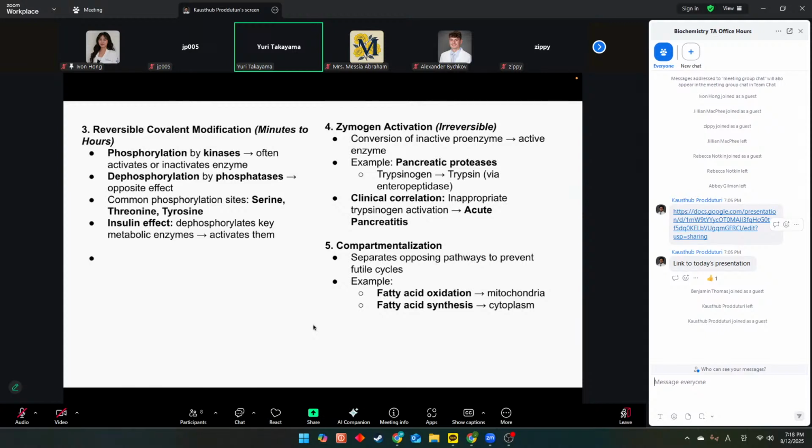Next, zymogen activation. Some enzymes are made as inactive precursors called zymogens, and they're activated by proteolytic cleavage in order for the enzyme to gain function. A classic example is pancreatic protease. Trypsinogen is activated to trypsin by enteropeptidase. A clinically relevant example is that inappropriate activation of trypsinogen within the pancreas can lead to acute pancreatitis.